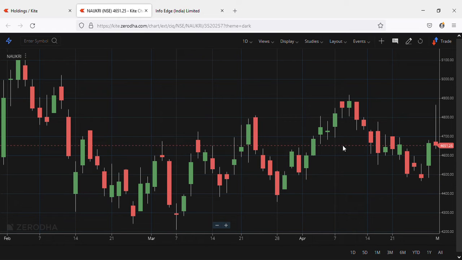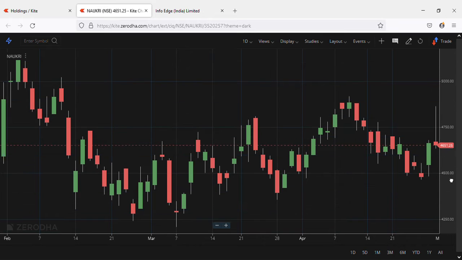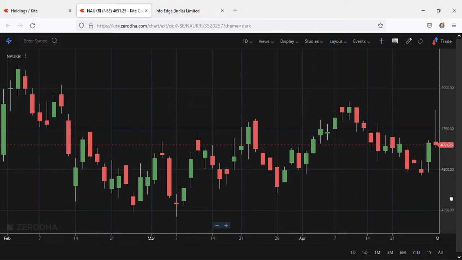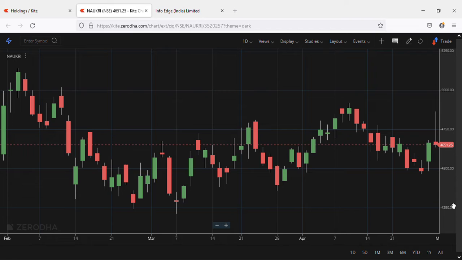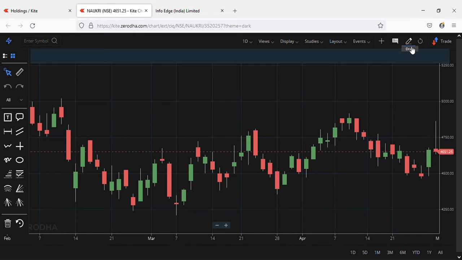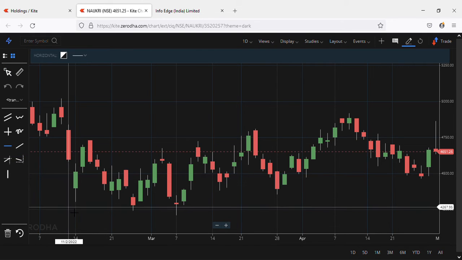If you see 3 months, it is moving range bound, so you have to mark that range also. 5100 and 4200. So make these 100 points. 4100 is also one of the key areas to see. Another thing you have to look at is supports. So mark them. Take horizontal lines and make them at the lowest level.